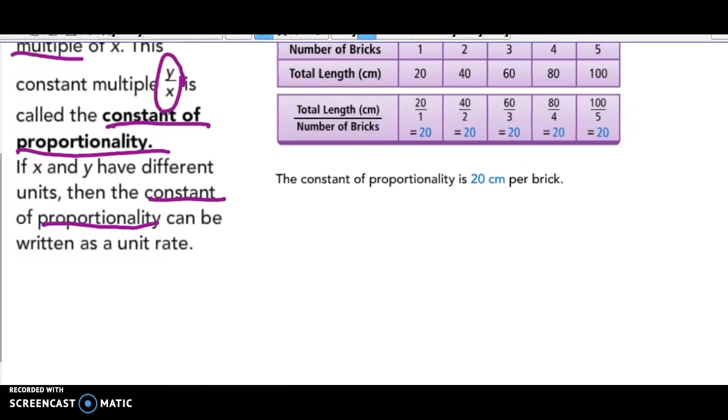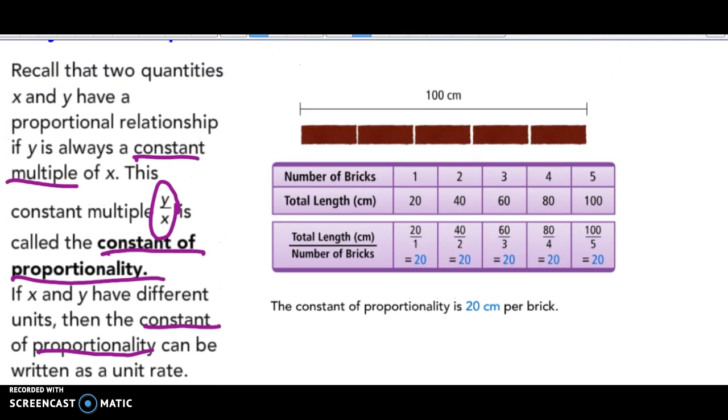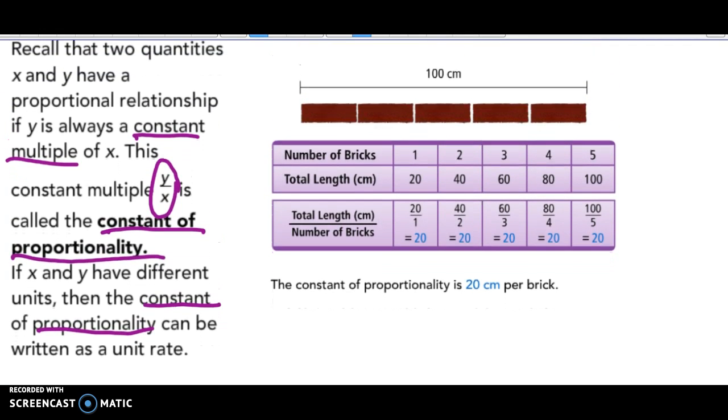Let's look at an example from a table rather than a graph. Let's say that we are looking at the number of bricks used in a wall compared to the total length. We know that 1 brick is 20 centimeters, so 2 bricks is 40, 3 bricks is 60 centimeters, 4 bricks is 80 centimeters, and 5 bricks is 100 centimeters. This is like my x, y table.